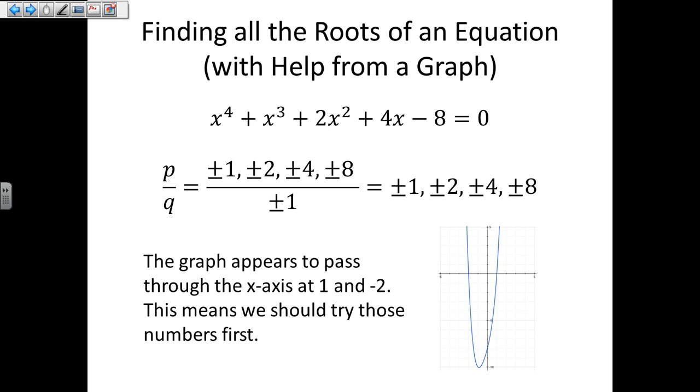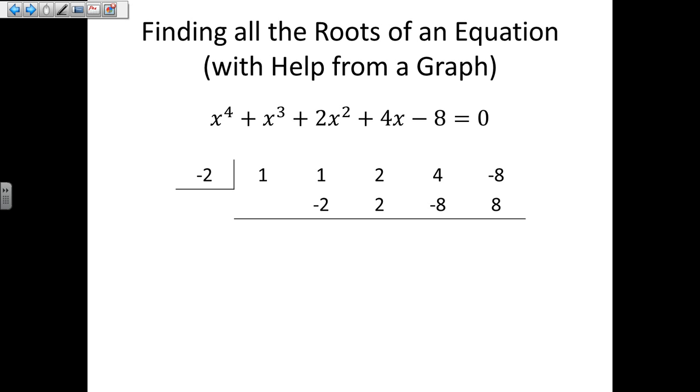If we take a look at a graph for this function, it appears to pass through the x-axis at 1 and negative 2. So this means we should try these numbers first. We're either going to confirm them or show that they don't actually go through 1 and negative 2.